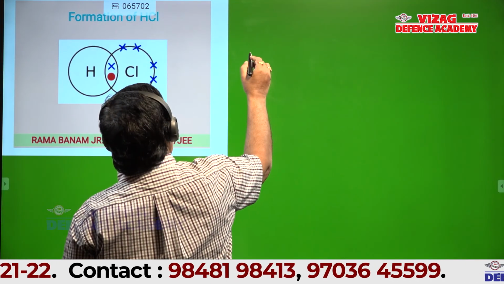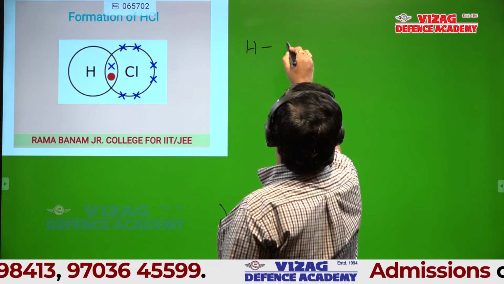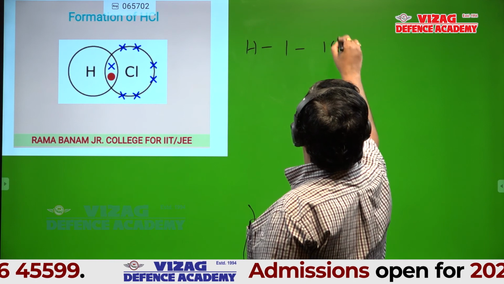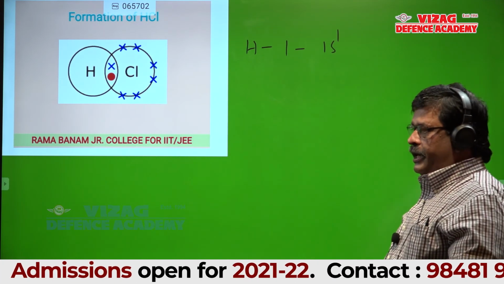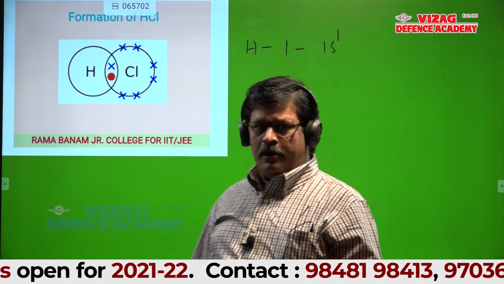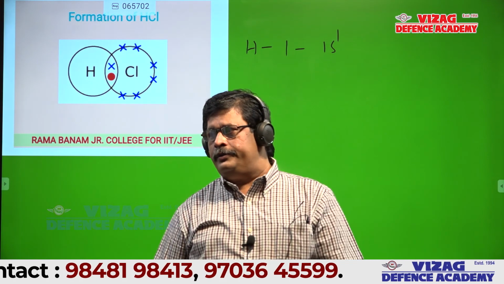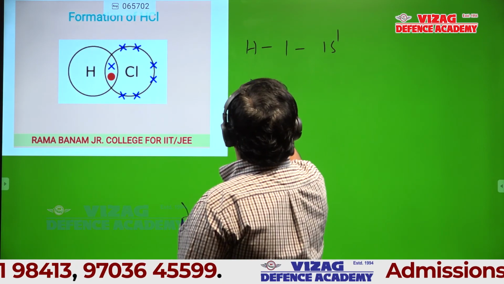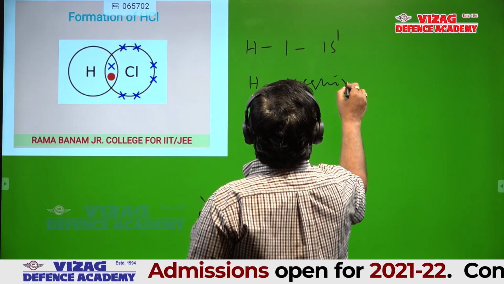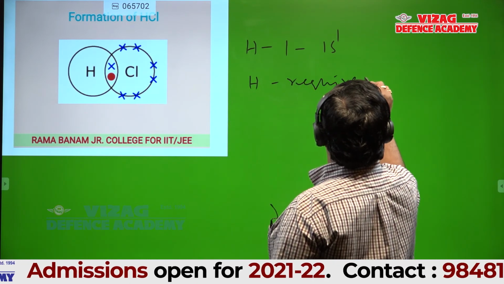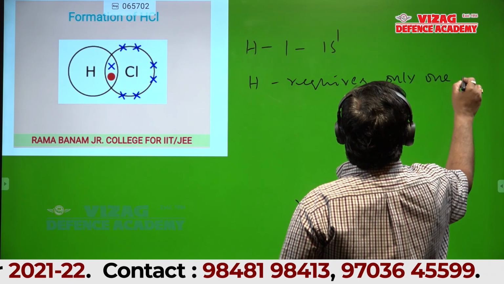Can anyone tell the hydrogen atomic number? 1. 1s1, the electron configuration. How many electrons are there in hydrogen, and how many electrons are required for hydrogen for a duplet? So for hydrogen, I'll write here the required electrons only. Hydrogen requires only 1 electron. Is it okay?